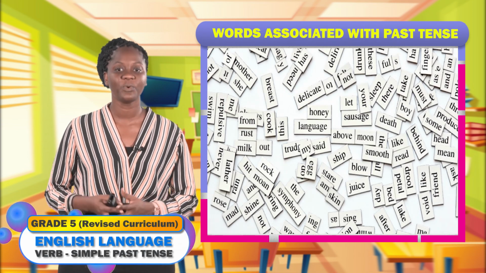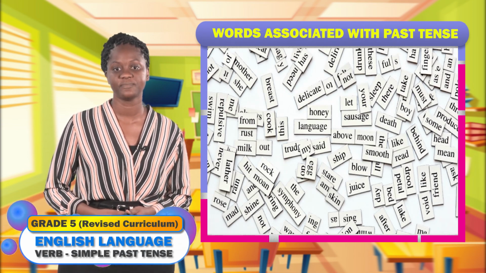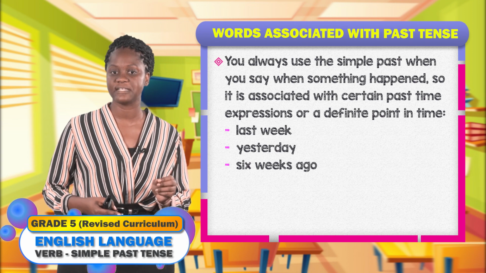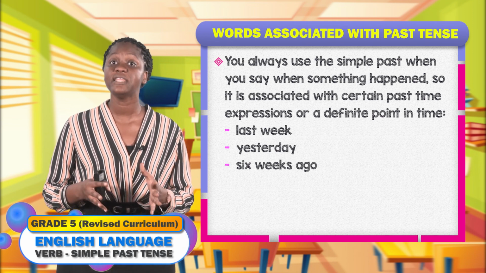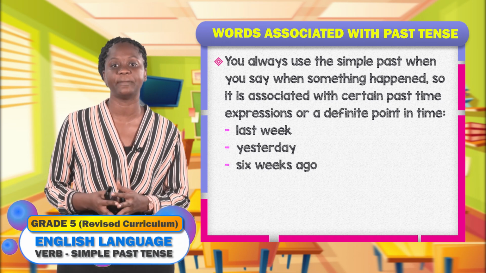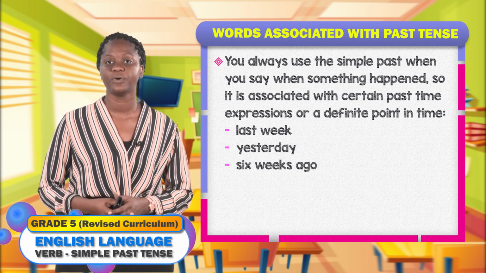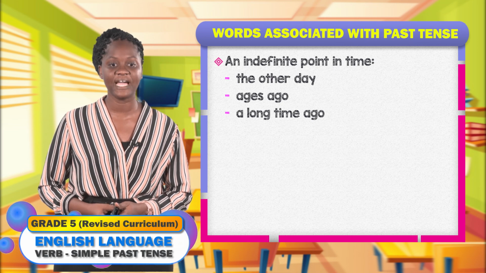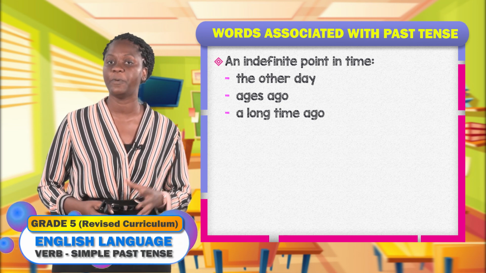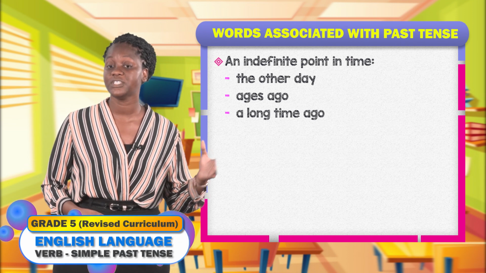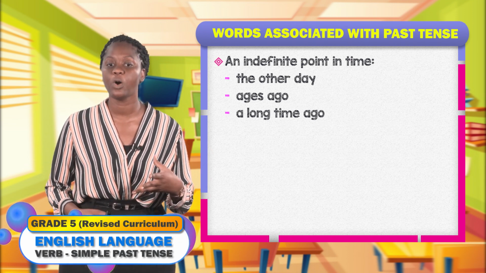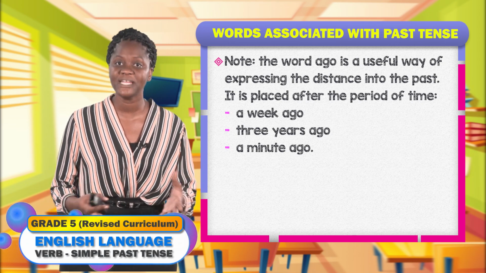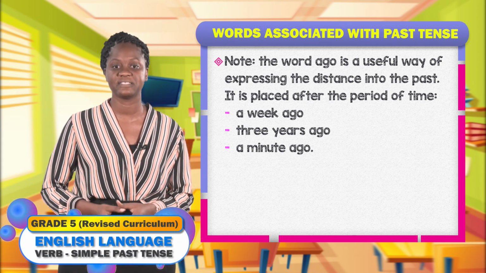So, what words are associated with past tense? Since simple past tense refers to actions that occur in the past, they may indicate actions that occurred in a definite point in time. For example, last week, or yesterday, or 6 weeks ago. They may even indicate an action that occurred in an indefinite point of time. For example, the other day, ages ago, or a long time ago. Additionally, a week ago, a year ago, or a minute ago all refer to the past tense.